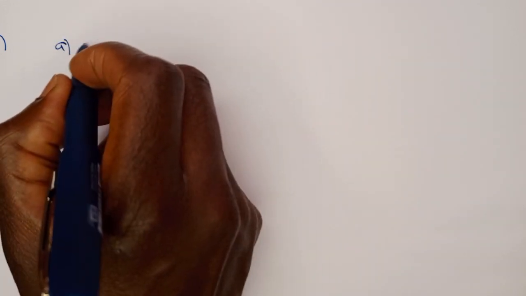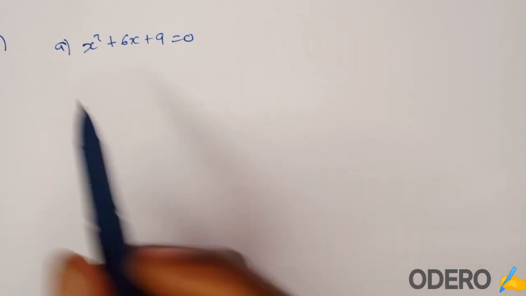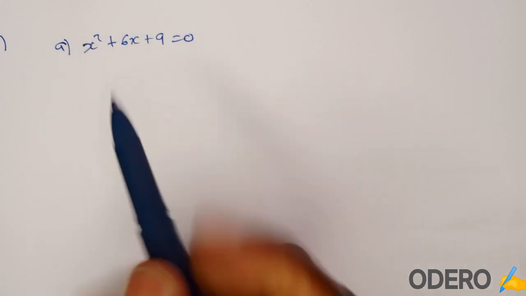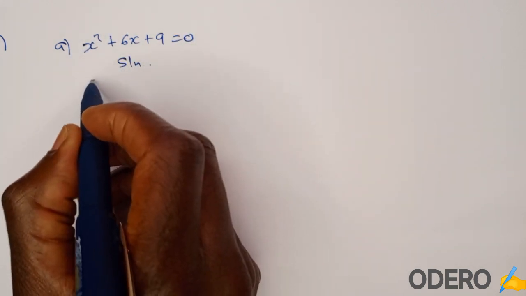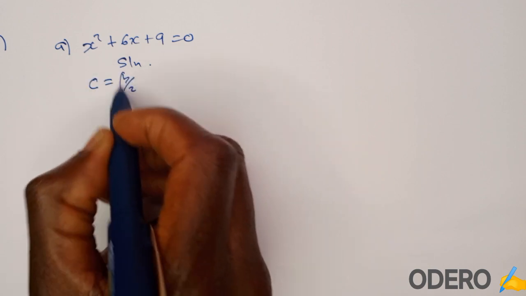A is x squared plus 6x plus 9 is equals to 0. I'm told to solve using completing the square method. So what I do, I always check the coefficient of x squared. If it is 1, then we know that c is equals to b over 2 squared.